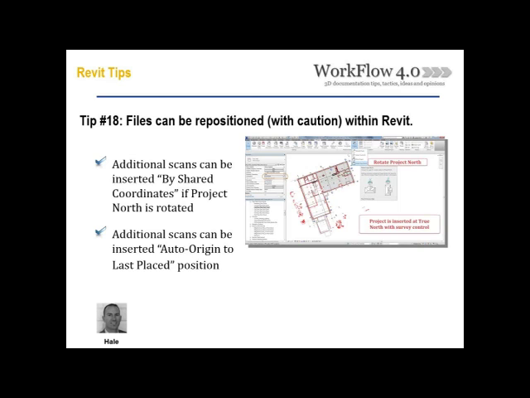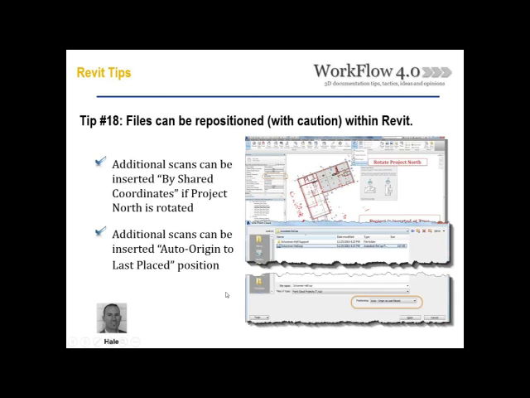So the coordinate system is all kind of already set up in a CAD environment, and you actually have to move the scan data to match or to give a best fit. So you can go ahead and move those. Keep in mind, if you rotate project north, or if you move those items, you can either link additional scans in by shared coordinates, or again, if you have moved those scans to particular locations based upon how a Revit model was set up previously, you can use a positioning system where it uses origin to last placed. So it will follow the coordinate system of that scan based upon your last movement. So that can be extremely helpful.